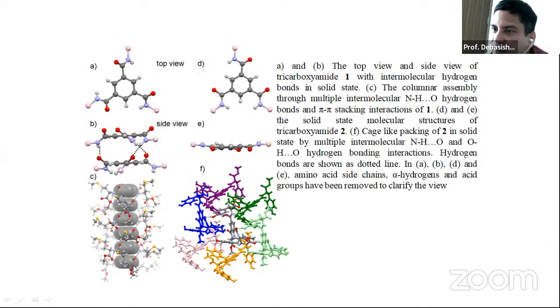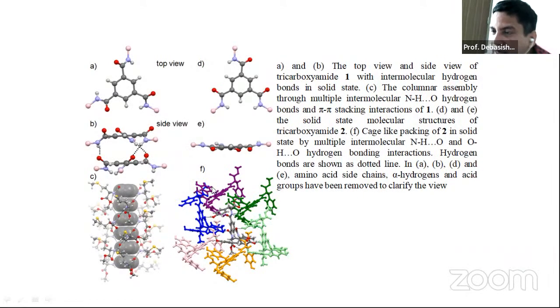And this hydrogen bonding actually helps to form a columnar structure. But when there is tyrosine, these amide functionalities are on the plane of the benzene ring. And so you can see here, these amide linkages are on the plane of the benzene, and that restricts the hydrogen bonding between these molecules. And so this molecule has lost its C3 symmetry due to the steric hindrance of the tyrosine units.